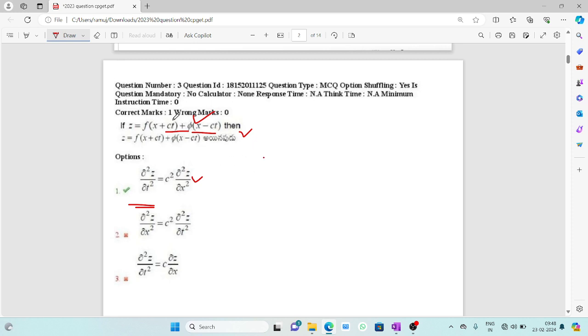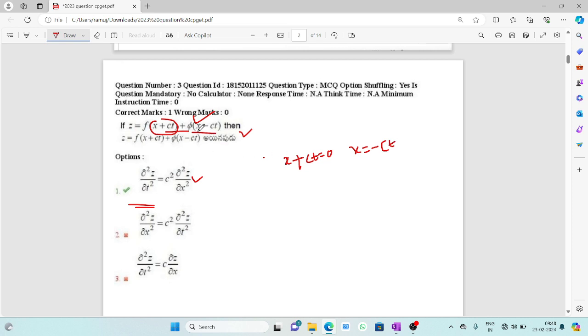Whenever this type of question comes, you just observe this x plus ct. You just take that x plus ct equal to 0. You just write it this way, and taking ct to the right-hand side, you will get x equal to minus ct.